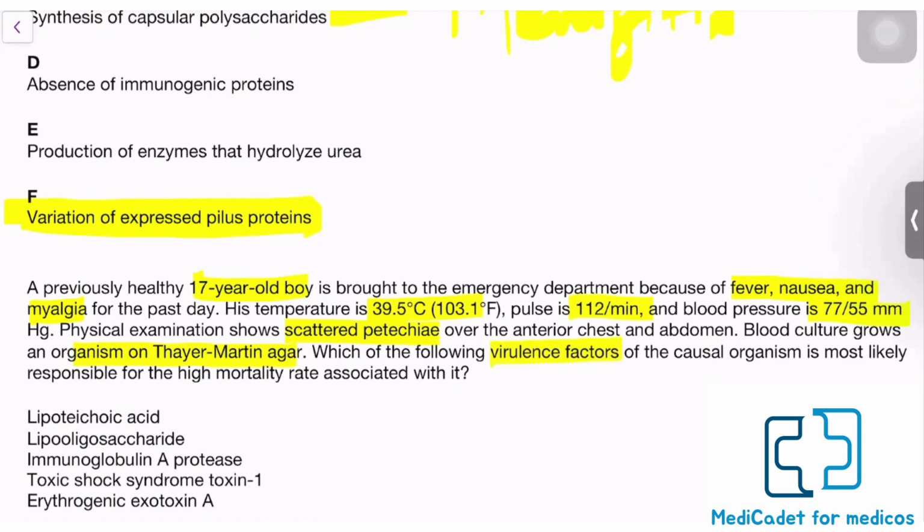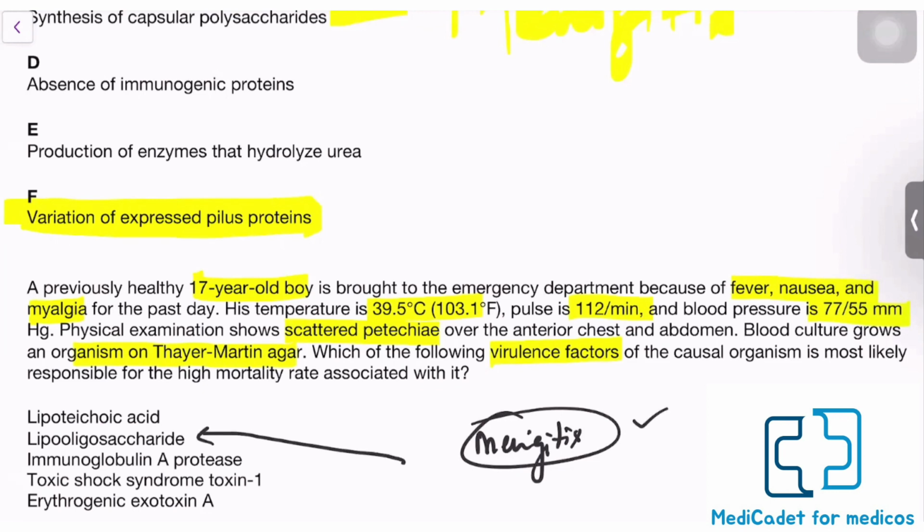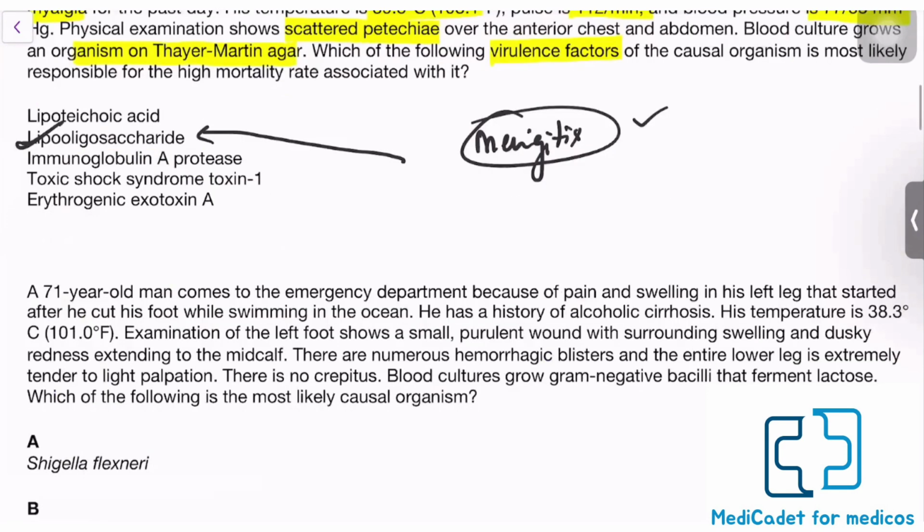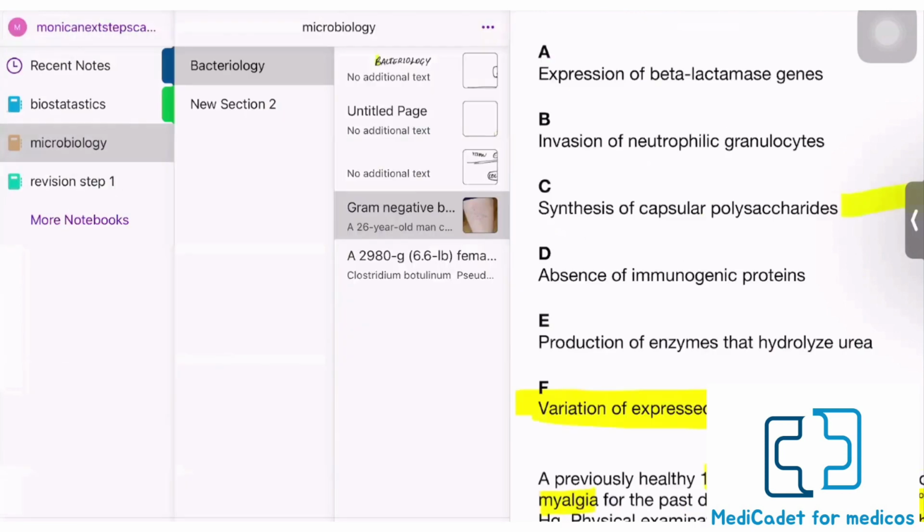I have told you, whenever there's a meningitis by any gram-negative bug, meningitis presentation, not only the Neisseria, any gram-negative bug, what is the virulence factor? It's lipo-oligosaccharides, which is B. Good job. So, okay. We'll get back to our discussion.